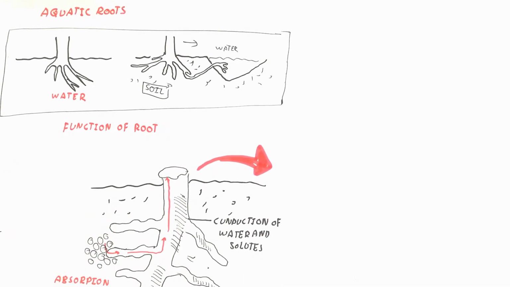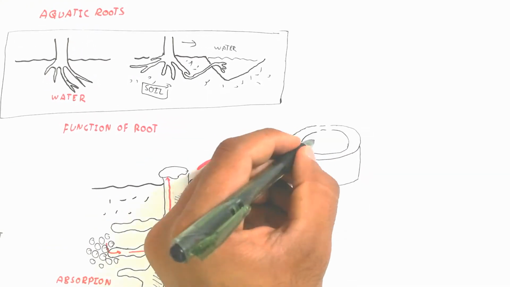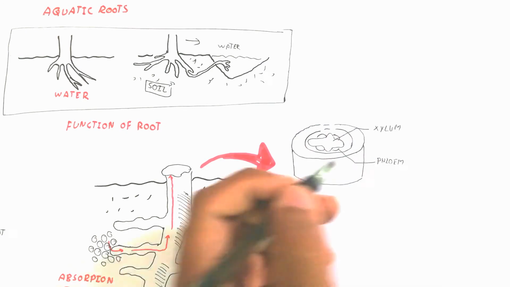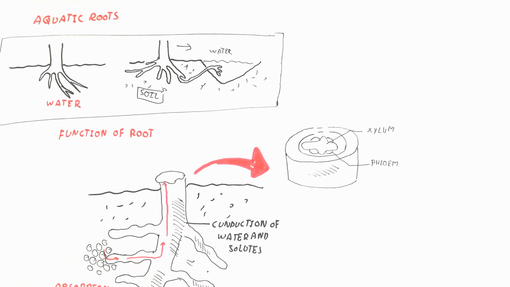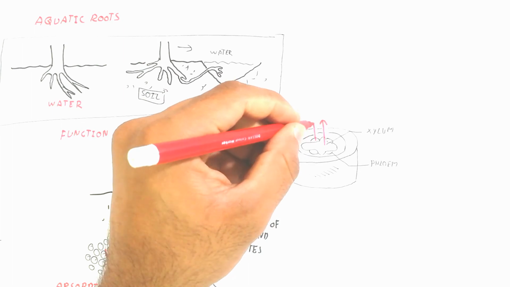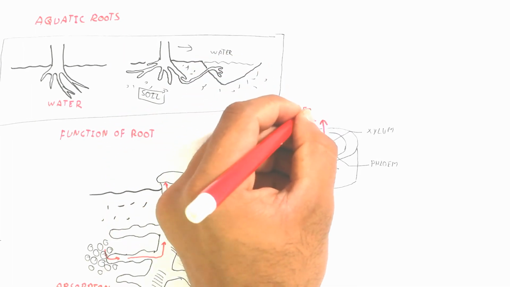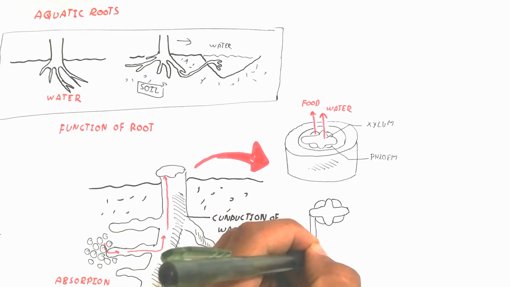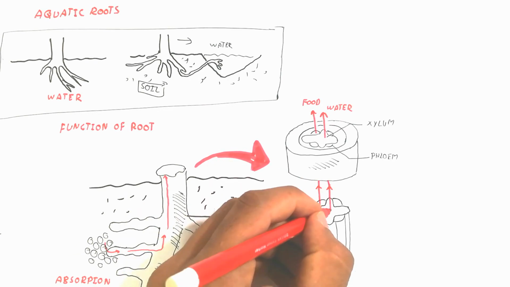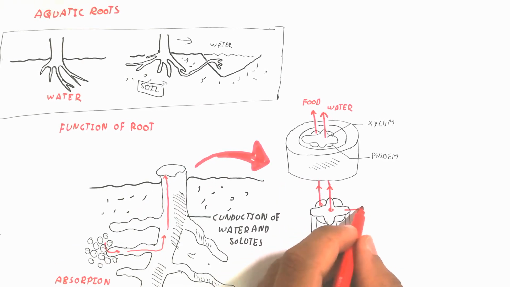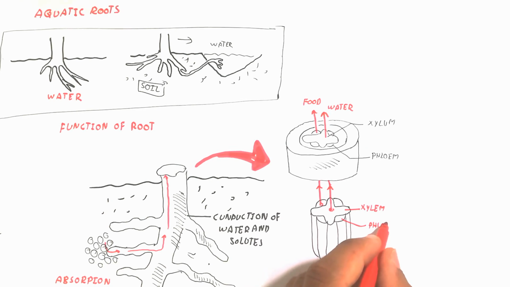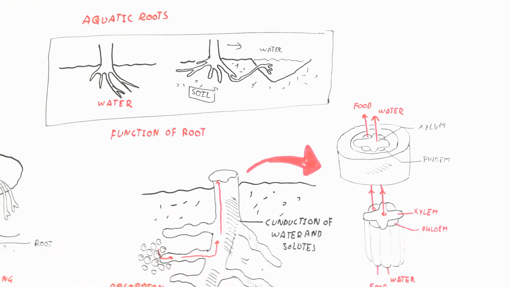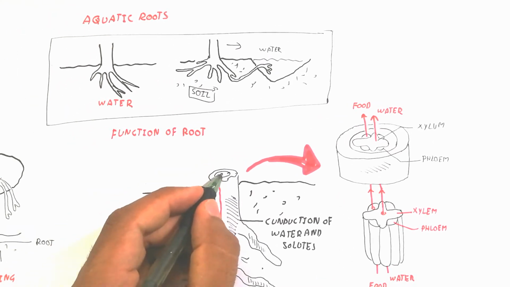So we will talk about the root anatomy. Here the xylem and phloem are present. Phloem is outside and xylem inside. The xylem and phloem are used for conduction, the conduction of water and solutes. Water will go into the leaves and shoot. From the xylem and phloem, the phloem carries food and the xylem carries water. That is the overview of the root system.